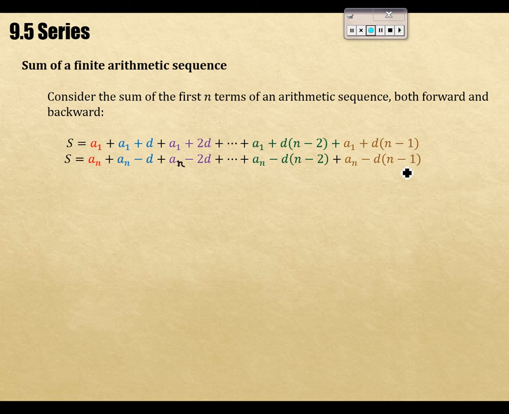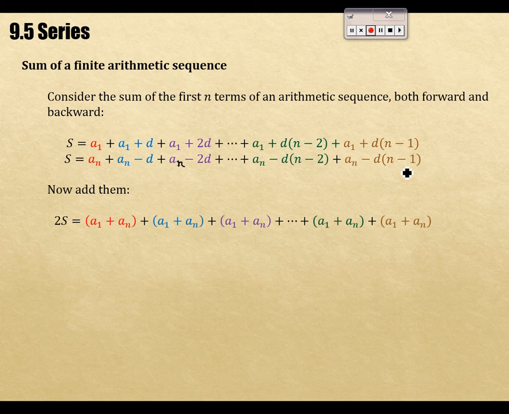And what are we going to do here? Can you see what we're going to do? We're going to add these together. And when we do, can you already see what's going to happen? Over here we get red plus red is A1 plus AN. What's blue plus blue? Also A1 plus AN. All the way down the line, the D and negative D, or the 2D and the negative 2D, cancel out. How many copies of A1 plus AN do we have? Given the fact that there were as many terms as we said there were, there are n copies of that.